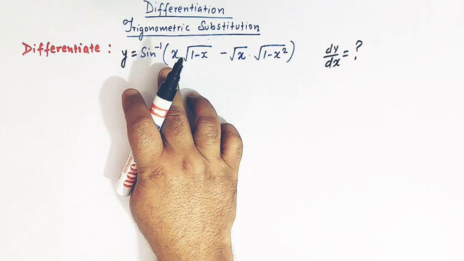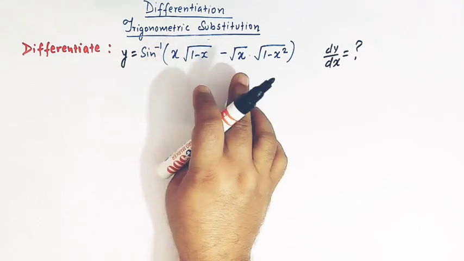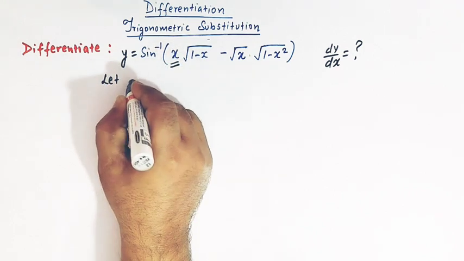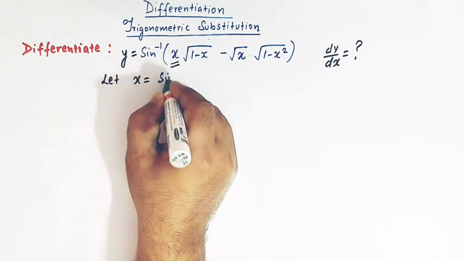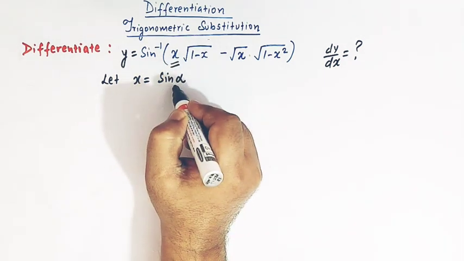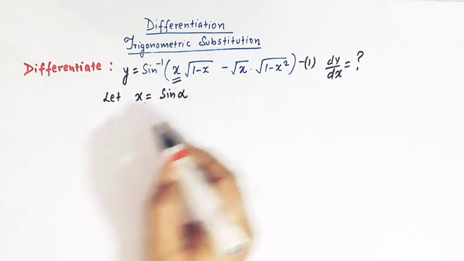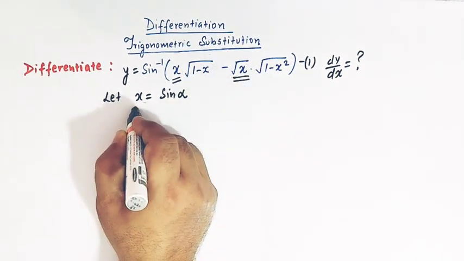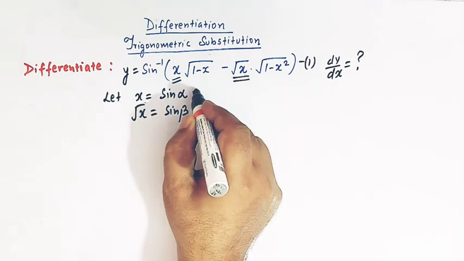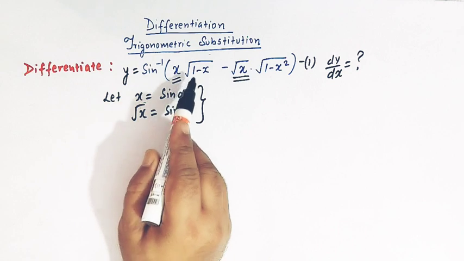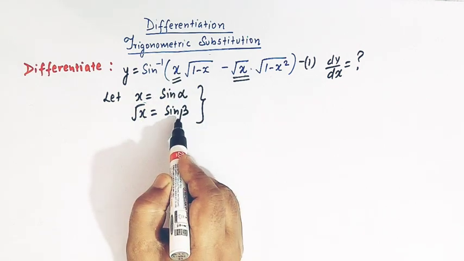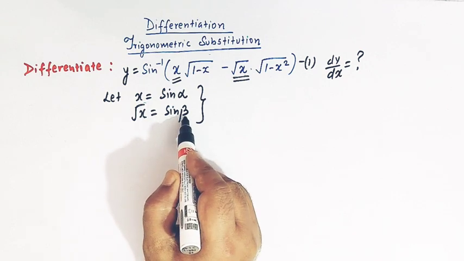So here we have some interesting trigonometric substitution. So here we'll take x is equal to say sine of alpha, right? So here we'll assume x is equal to sine alpha, and square root of x as sine of beta, right? So here we'll make the substitution. x is equal to sine alpha and square root of x as sine beta, right?